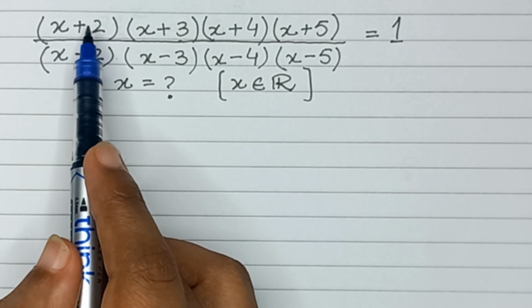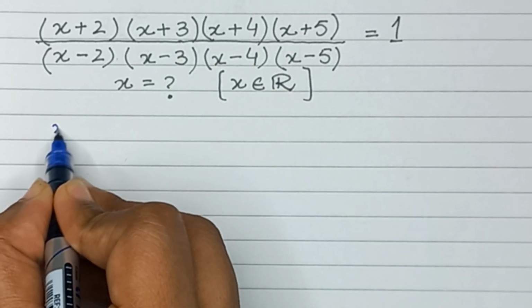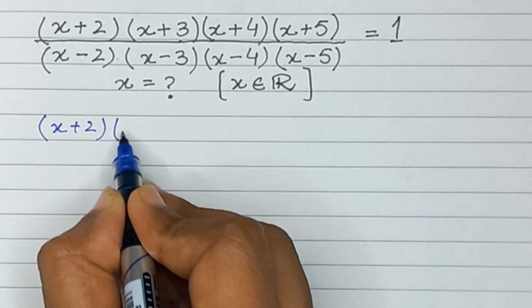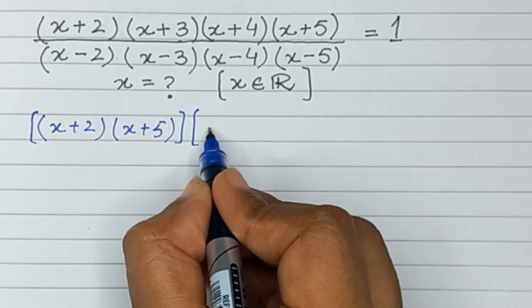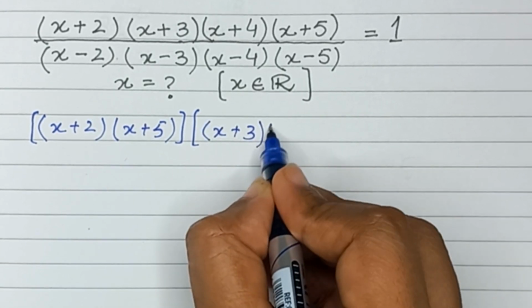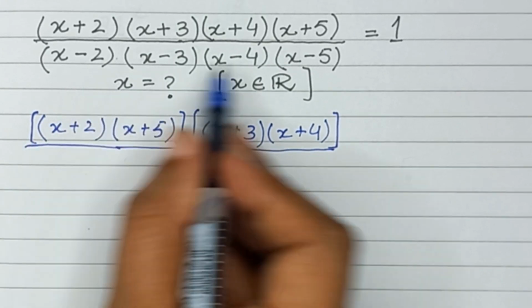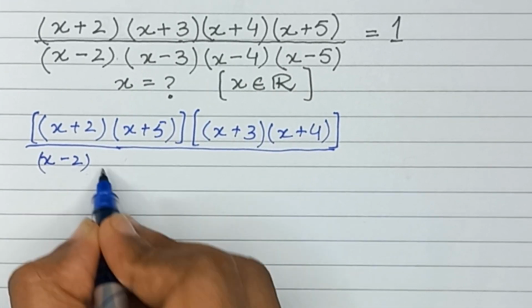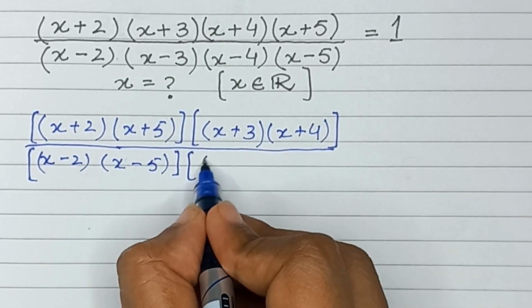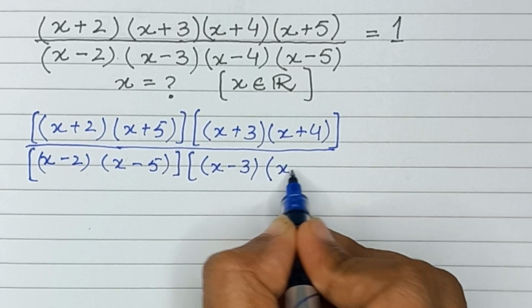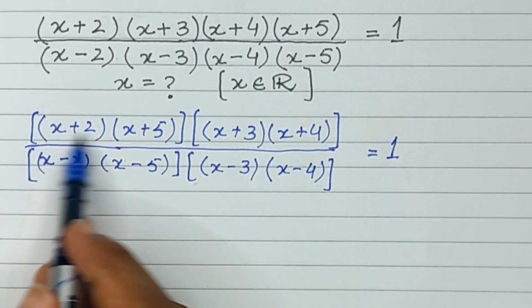So first of all, in the numerator we will combine x plus 2 and x plus 5, and x plus 3 and x plus 4, like (x+2)(x+5)(x+3)(x+4), divided by (x-2)(x-5) and (x-3)(x-4). Both are the same. So now we will multiply.